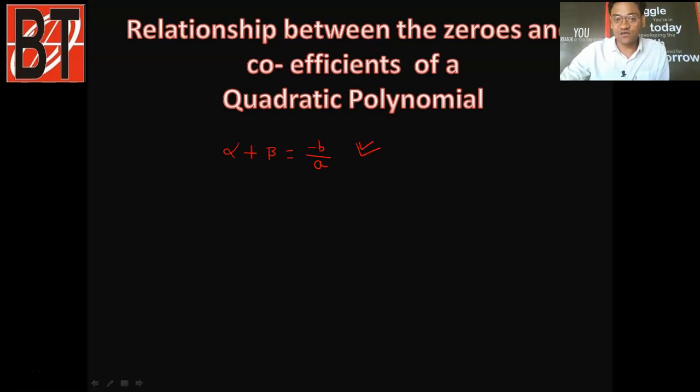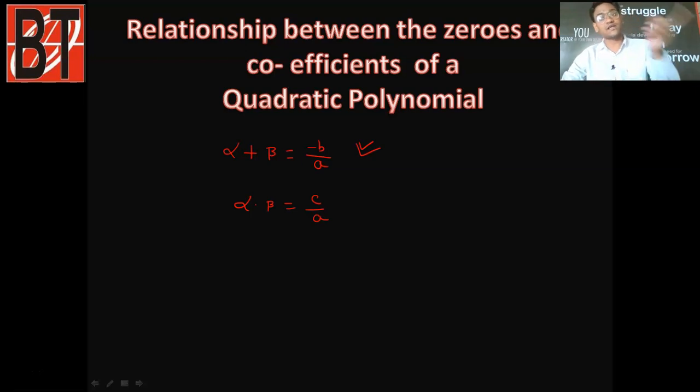The next one was for the product of these zeros, that is alpha beta, and it was equal to c by a. Clear, students? So you have to remember these two relationships. The whole content we are going to discuss is going to be based on these two relations.